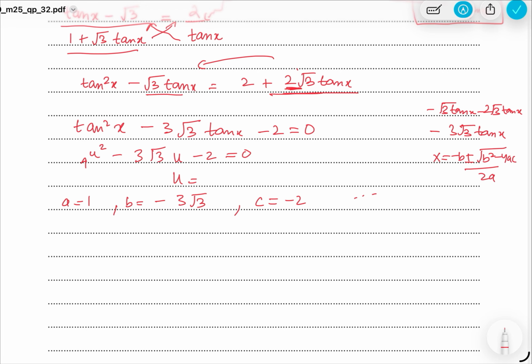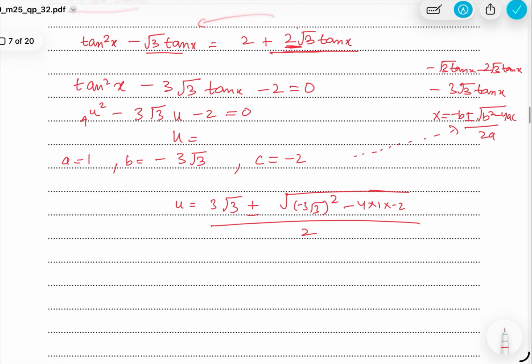I'm plugging in the values in this formula. Okay. Just put it in the formula, then you can use your calculator. No need to solve it further, but put it in the formula. So u equals to 3 root 3 plus minus square root negative 3 root 3 square minus 4 into 1 into negative 2 upon 2.